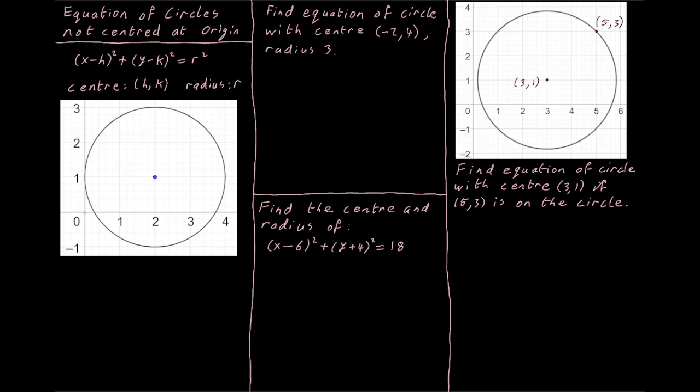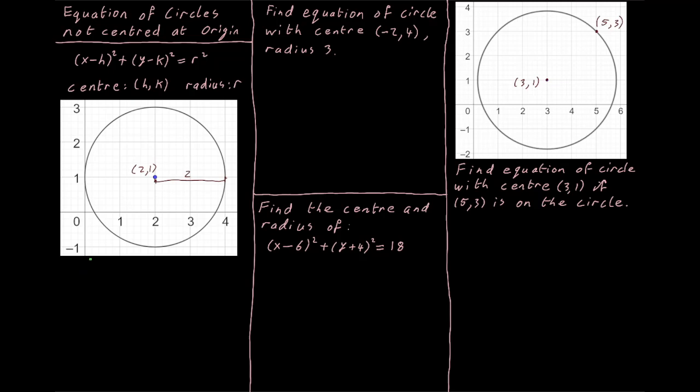Well, we start at the origin and go in the door 2, up the stairs 1. So the center of our circle is going to be at in the door 2, up the stairs 1. And the radius, because this circle has nice grid crossing points, we can see that we go from here over to here. That's a distance of 2. So our radius, we can read off of our graph, is 2 units.